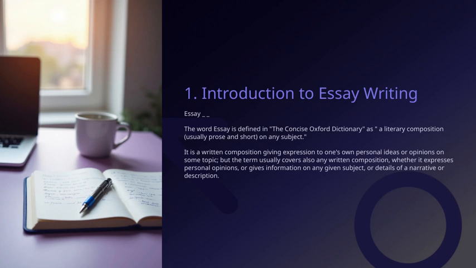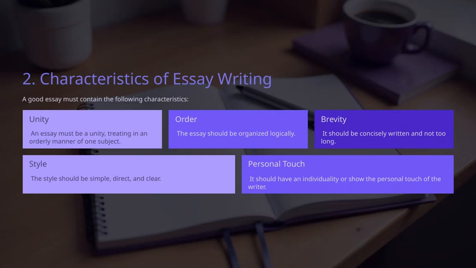Whether you're writing to persuade, inform, or entertain, knowing what an essay encompasses helps you structure your ideas more coherently. When we talk about the characteristics of essay writing, the first thing to remember is unity. An essay needs to be a cohesive piece, meaning it should focus on one main subject and explore it thoroughly in an organized way. Next, style is important. The style should be simple, direct, and clear so that your ideas come across easily and your reader stays engaged. Then, there's the aspect of order. A well-organized essay follows a logical structure, guiding the reader smoothly from one point to the next.